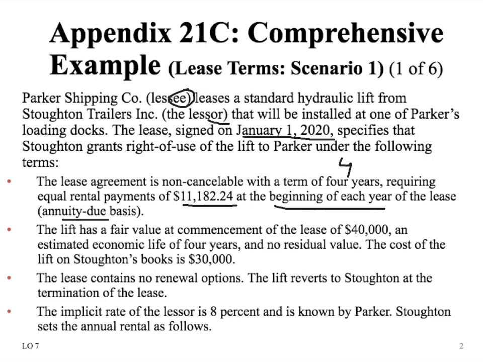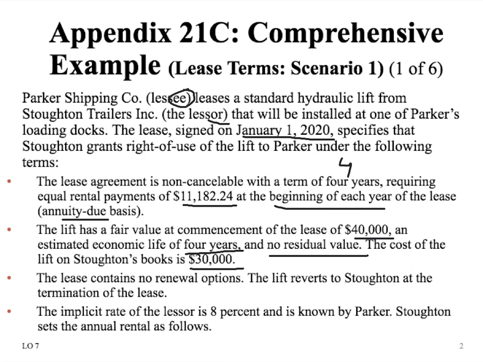The lift has a fair value at the time of the lease, when we signed it, of $40,000, an estimated economic life of 4 years, and no residual value. What is residual value? That's the value of the lift at the end of the lease. The cost of the lift to Stoughton on the lessor's books is $30,000. The lessee has no renewal option, and the lift will go back to Stoughton at the termination of the lease.